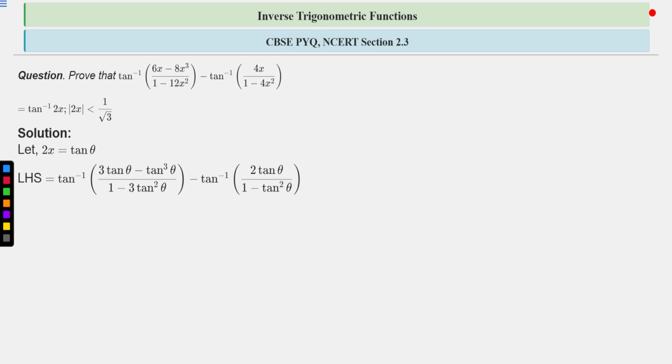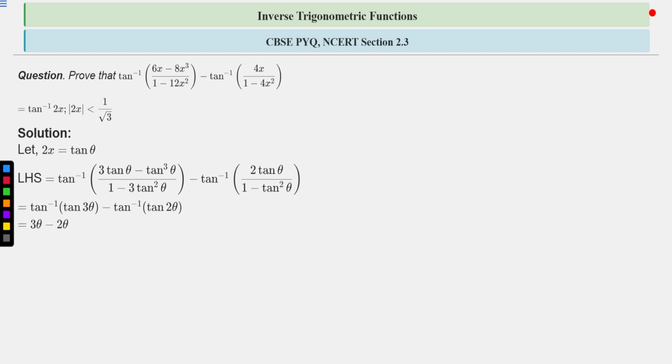Therefore, left hand side will become tan inverse (3 tan theta minus tan cube theta upon 1 minus 3 tan square theta) minus tan inverse (2 tan theta upon 1 minus tan square theta), right? So this will be equal to tan inverse tan 3 theta, because we know that the formula of tan 3 theta is 3 tan theta minus tan cube theta upon 1 minus 3 tan square theta. And the formula of tan 2 theta is 2 tan theta upon 1 minus tan square theta. Therefore, further we can write it as tan inverse tan 3 theta minus tan inverse tan 2 theta. Clear?